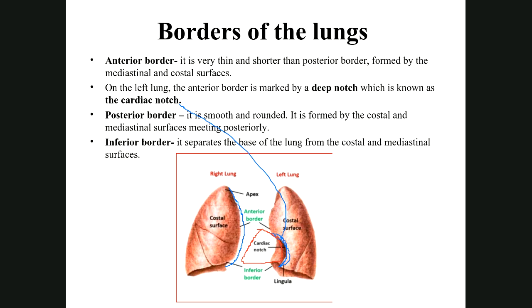Next, the posterior border. The posterior border is smooth and rounded. And how is it formed? It is formed by the costal and mediastinal surfaces. It is the meeting point of the costal and mediastinal surfaces. Whereas the inferior border separates the base of the lung from the costal and mediastinal surfaces.